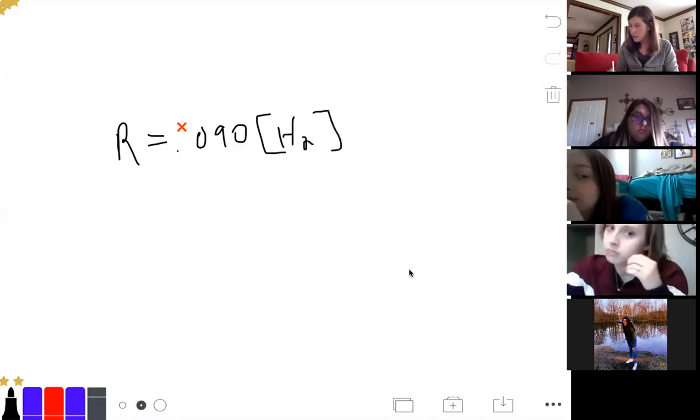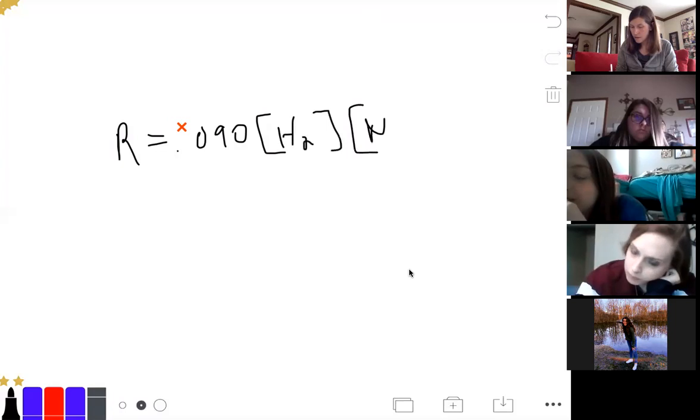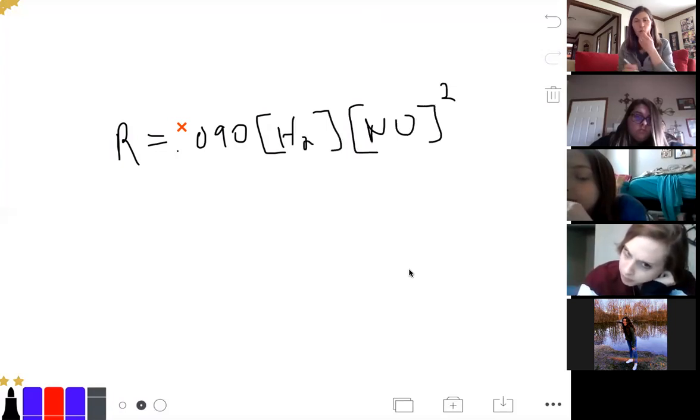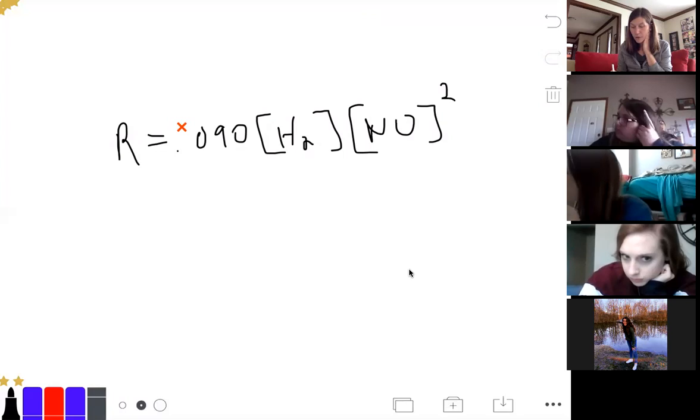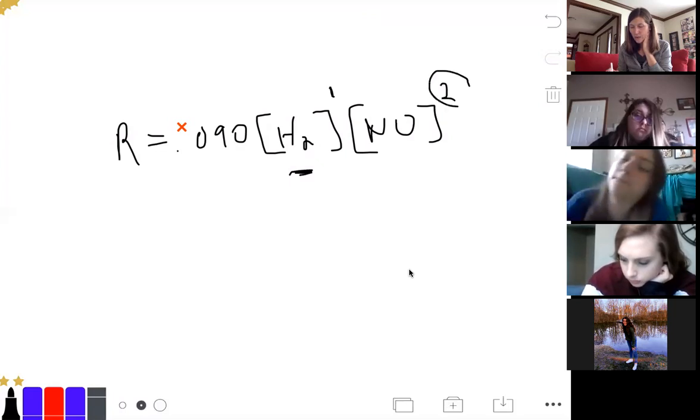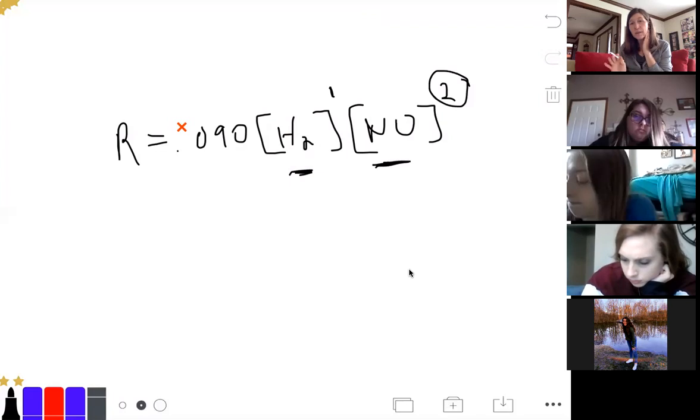Concentration of hydrogen times the concentration of... okay. So this order business is just terminology that chemists use. They will say that this reaction rate is first order in relation to hydrogen, because technically there's a 1 there, and it's second order in relation to nitrogen oxide. It's just referencing those exponents.